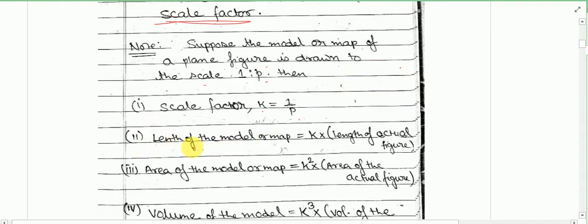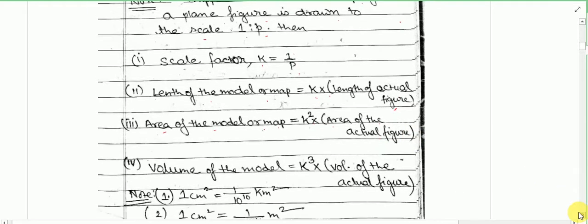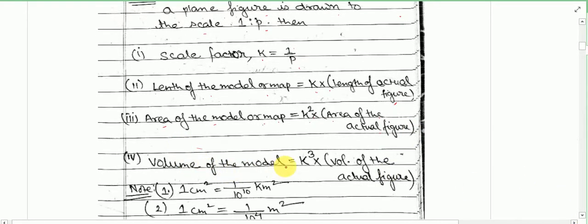Number 2, remember that the length of the model will be k times, meaning scale factor into length of the actual figure, okay. Number 3, you should remember the area of the model or map is equal to k square into the area of the actual figure. And third, the volume of the model will be equal to k cube into the volume of the actual figure, okay. So you will write down these things.